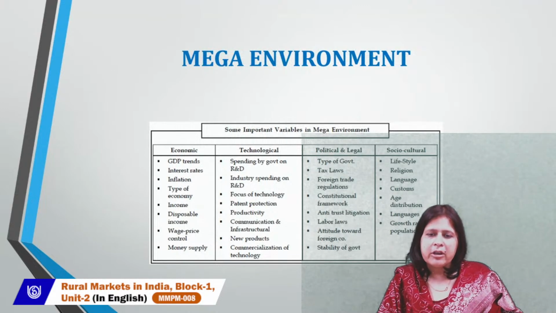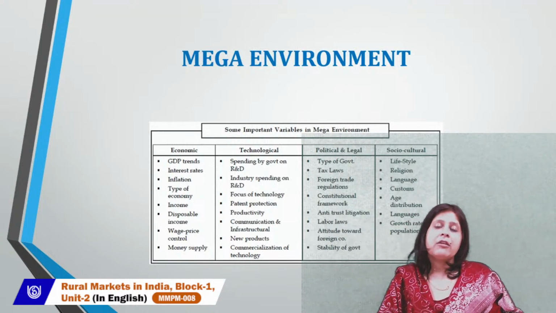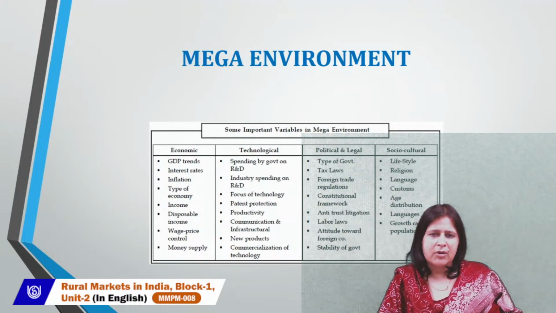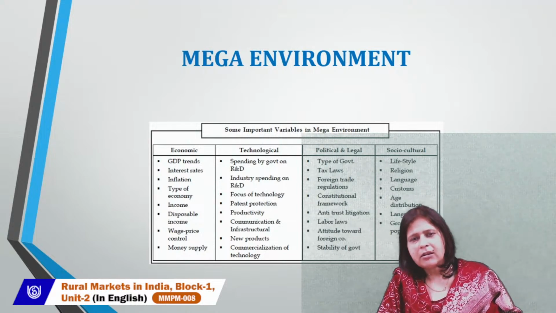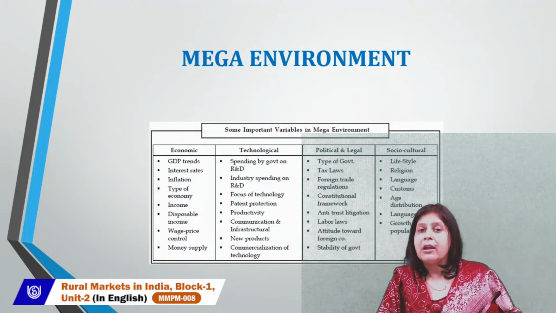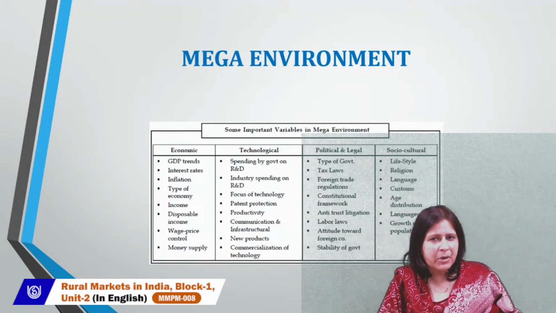There are some important variables in the mega environment. Let's start with the economic environment. The economic environment includes the GDP trend. It is not in the control of anyone. That GDP is beyond the control of the organization. Then the interest rates. Interest rate is beyond the control of the organization, and it impacts the economy as well as the business. Inflation, right? Again, inflation is not in the control of the organization, but it impacts the business or the consumption pattern of the consumers.